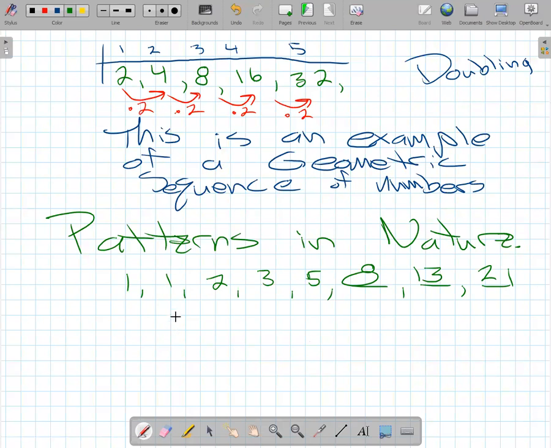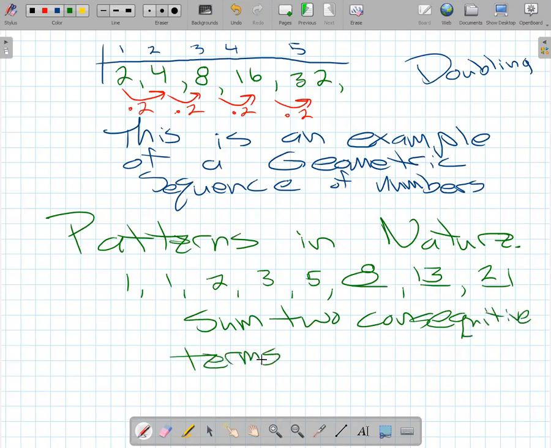Okay, so sum 2 consecutive terms to get the next. And I can totally describe how to calculate a geometric sequence, right? I just double whatever number you're at, that's the next one. This is called a Fibonacci, this idea of summing the two terms to get the next one.